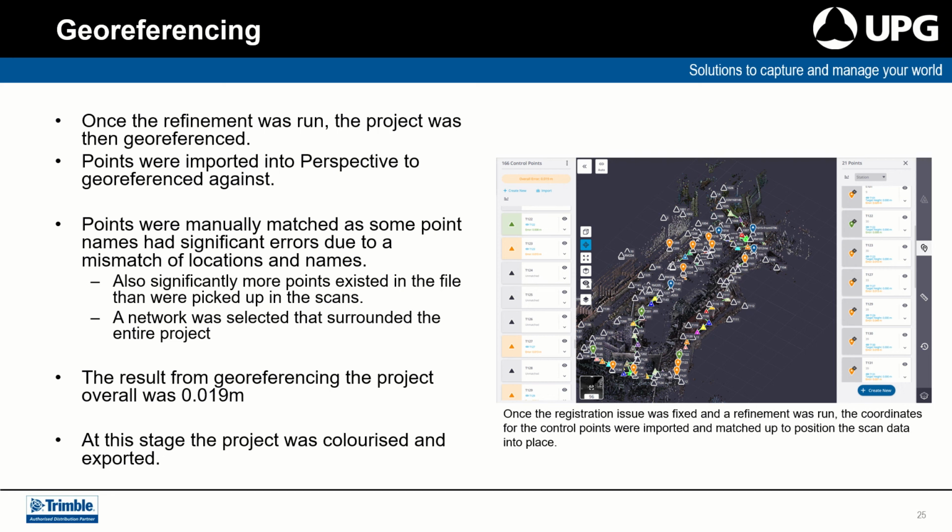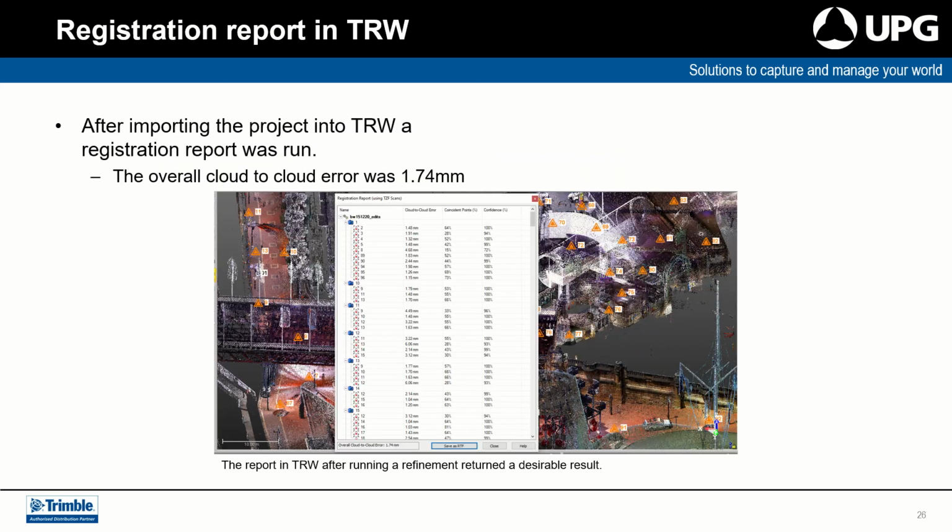At this stage, the project was colorized and exported from the tablet for use in other software packages. After importing the data into Trimble RealWorks, the overall cloud-to-cloud error was 1.74 millimeters after a registration was done against all the scan data. This registration refinement was a single process that is just the last step that you would get to get that registration report, and that is why we have got a smaller output from the Office software compared to the field tablet.